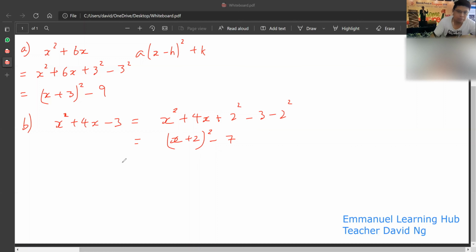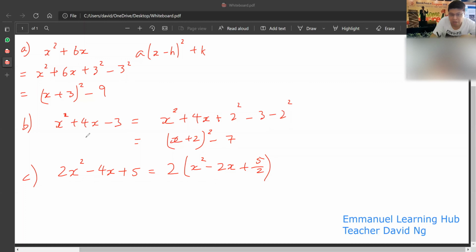Yeah, like that. Then still got one more. Okay, this one complete the square, right? Yeah. You have to take out the 2. Okay, whenever you do completing square, right, the coefficient of x squared must be 1. If not, you cannot do completing square.